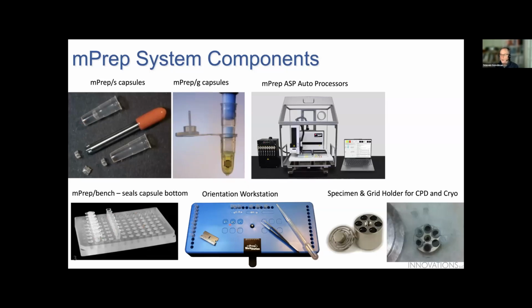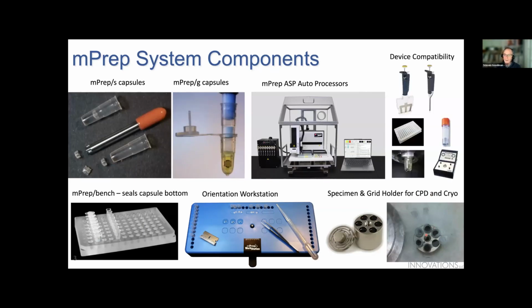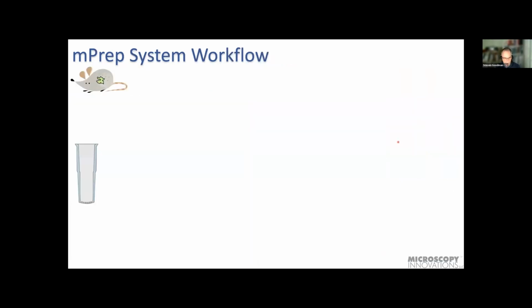There's a device called the orientation workstation, and I'll show some examples of that. And there is a specimen and grid holder for critical point drying, and it's also a high thermal mass. It holds the capsules in these holes, and it can be used for some cryogenic applications as well. And I'll show some examples there. And the system is designed to be compatible with standard labware and related systems, so pipetters, micro well plates. The capsules fit into microtome chucks, and critical point dryers, and even cryovials for certain kinds of preparations. And again, I'm just going to review this quickly.